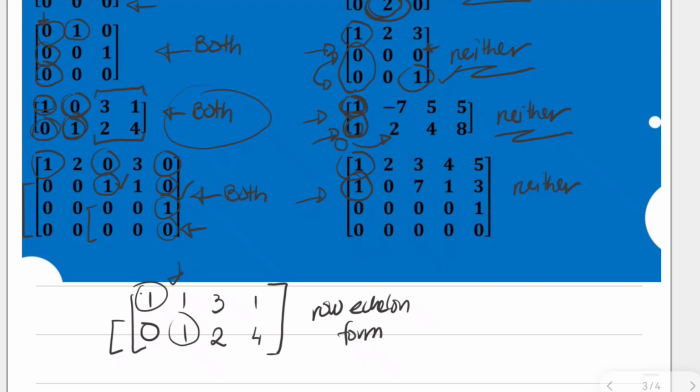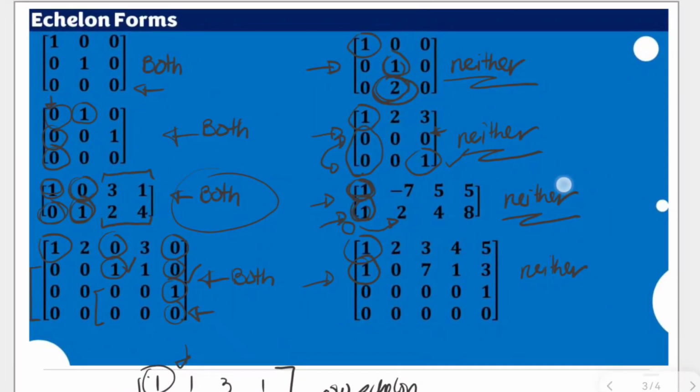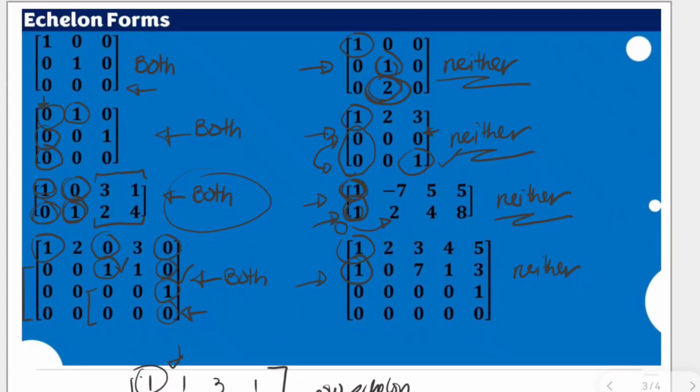So this is how we identify the echelon forms and whether it's neither row echelon nor reduced row echelon form.